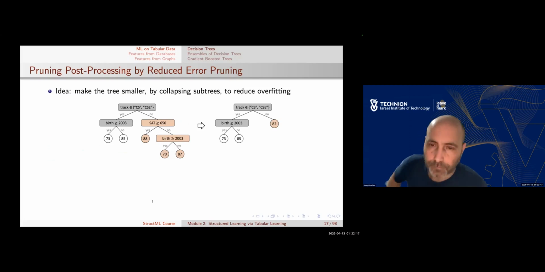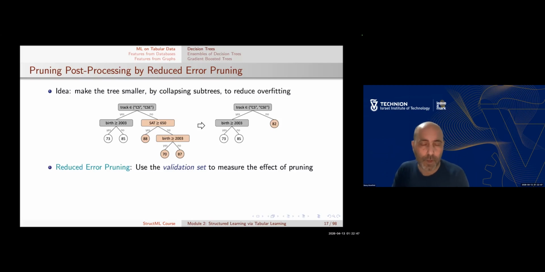Okay. Now, another technique is basically simplifying in post processing. So you take a tree and you look at it from a general perspective and say, well, now that I look at it, I don't really need all of this subtree. Let me collapse it back to a leaf. Now, you would do that to improve your generalization, right? To reduce overfitting. So one technique is using the validation set in reduced error pruning, which is very simple.